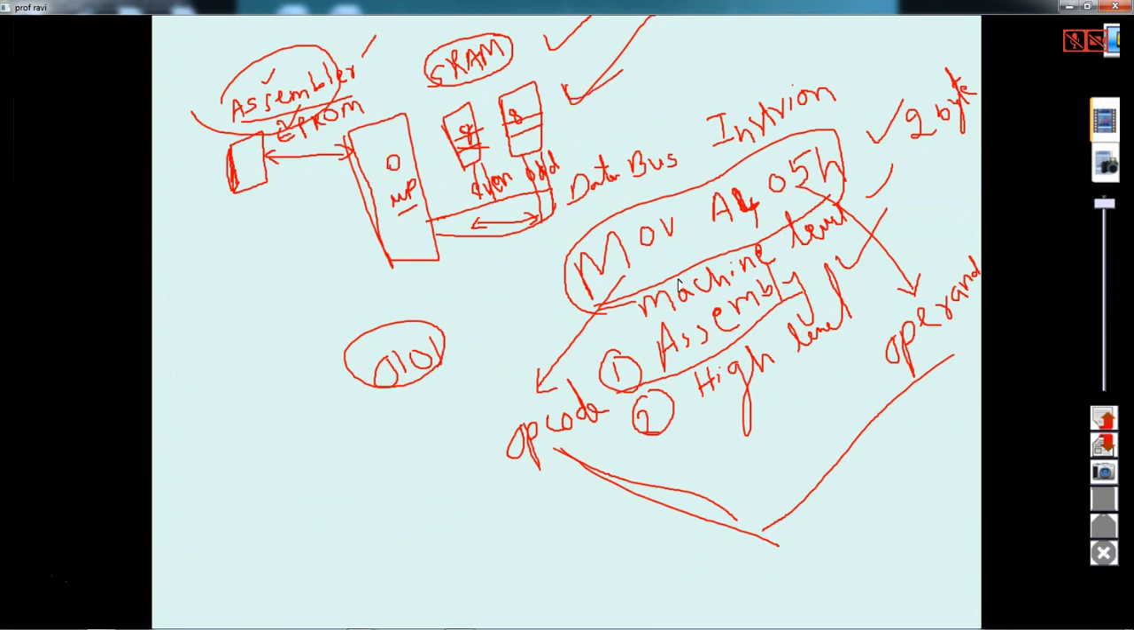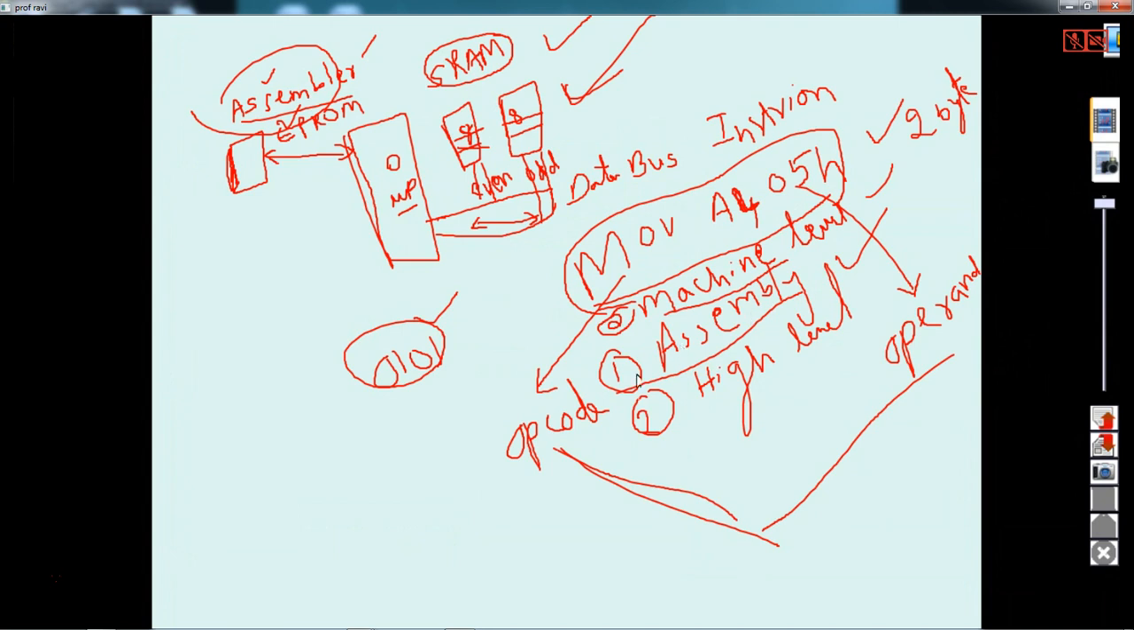So how many ways can you write a program? You can write your program in machine level language, or in assembly level language. You can write your program in high level language. But writing a program in zeros and ones, which the machine understands, is very difficult. So then what you are doing is, you are writing a program in assembly level language.